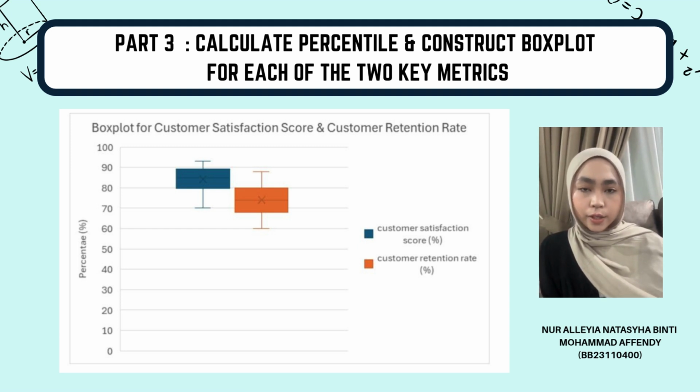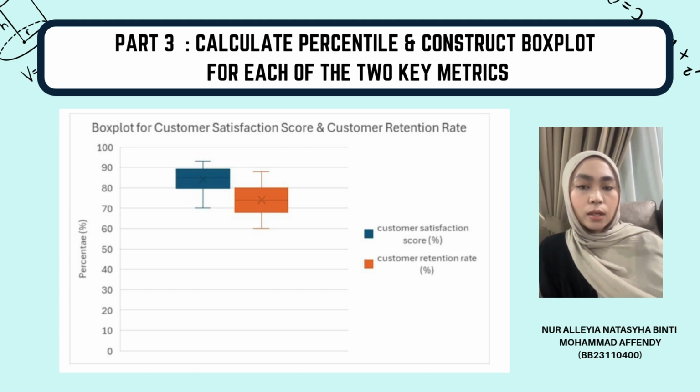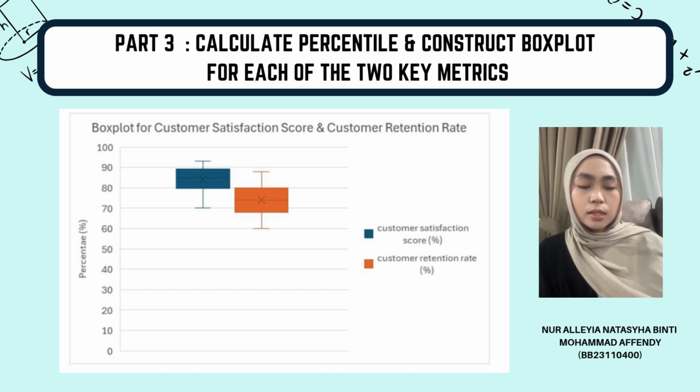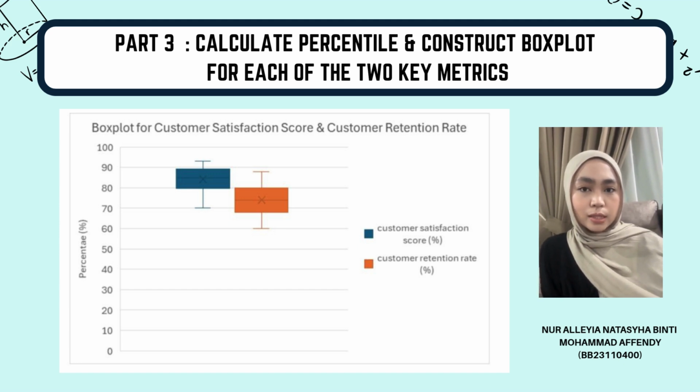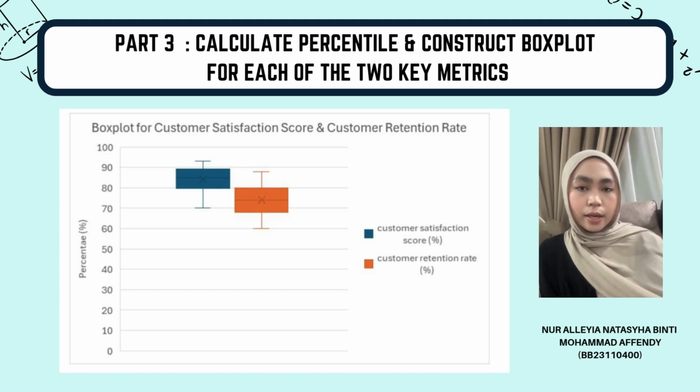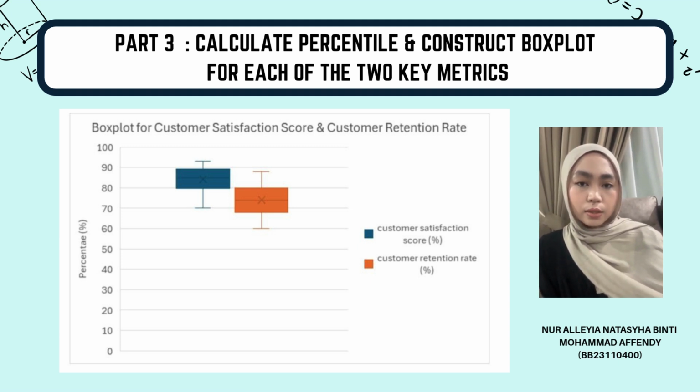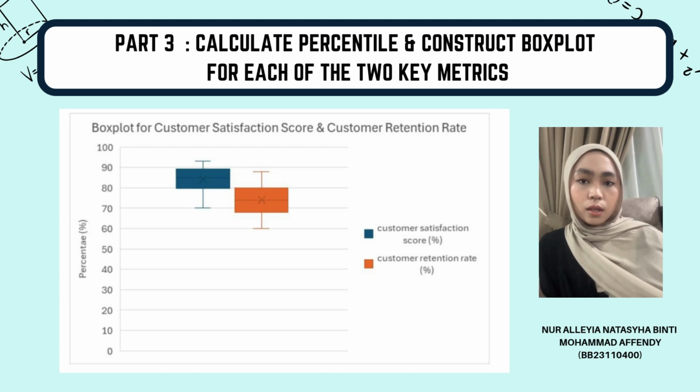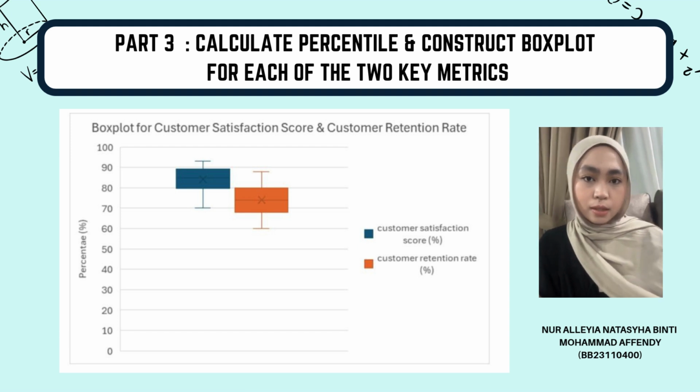Using the percentile and IQR values, we constructed box plots to visualize the distribution. The customer satisfaction score box plot shows that most businesses score between 79.75 and 89.25 with a median of 85. The customer retention rate box plot is slightly more spread out, with values between 68 and 80 and a median of 74. The whiskers extend to the minimum and maximum values within the acceptable range, and no outliers were found in either metric using the IQR method.